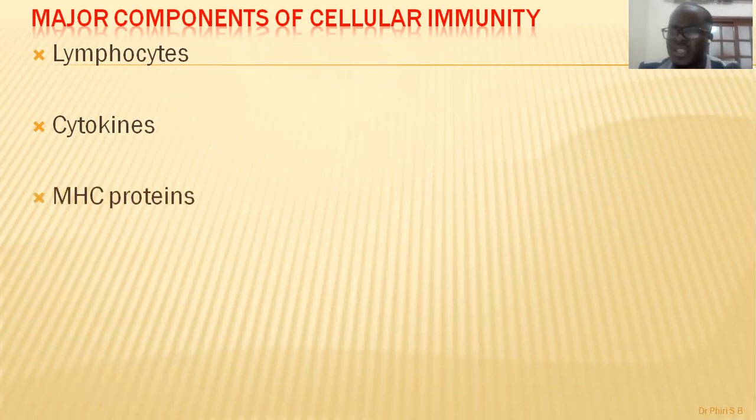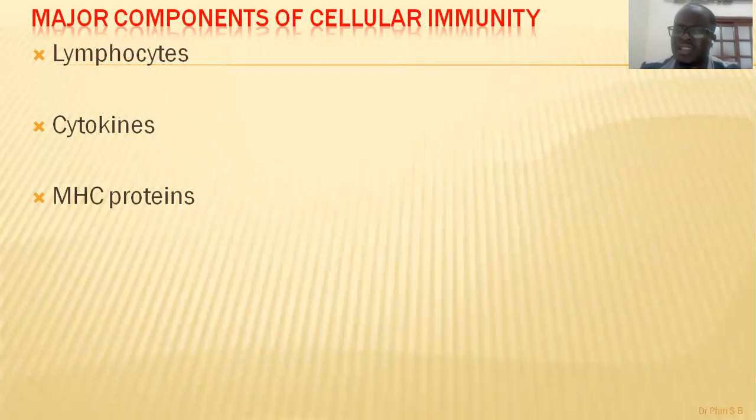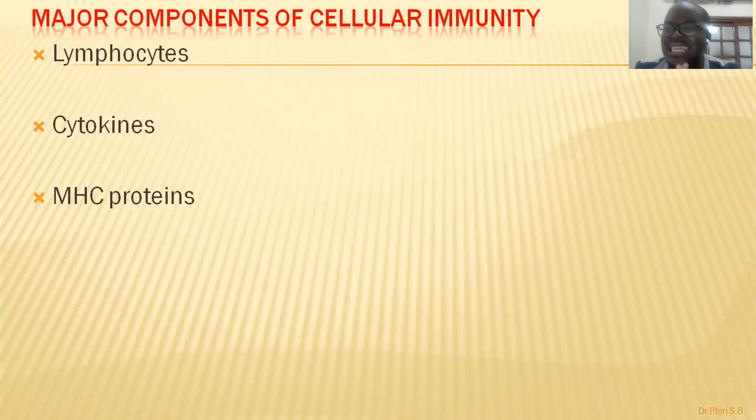Then you also have certain proteins that are found within the plasma membrane of macrophages and these lymphocytes. They are called major histocompatibility complex proteins. These are the proteins that are involved in antigen presentation to the lymphocytes for them to be activated. You have two major classes: major histocompatibility complex 1 and major histocompatibility complex 2. Major histocompatibility complex 1 is found in all nucleated cells. So any cell with a nucleus will have major histocompatibility complex 1. Even the normal body cells, the host cells, can have it.